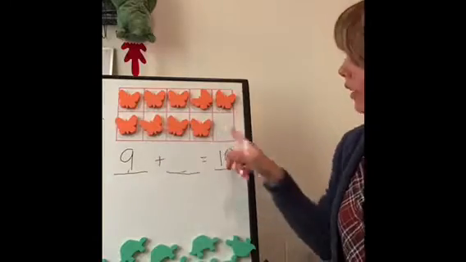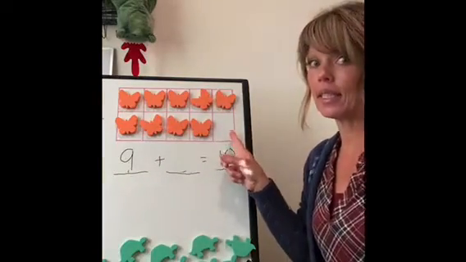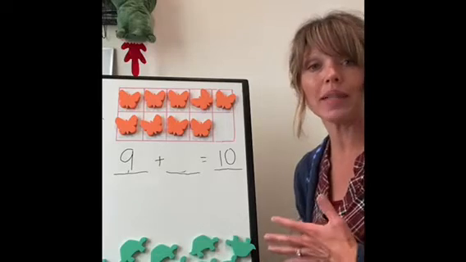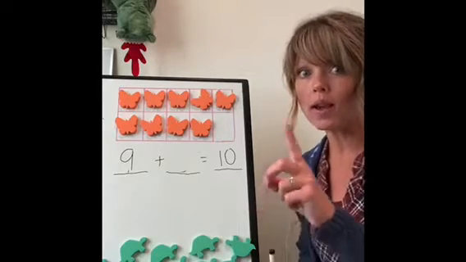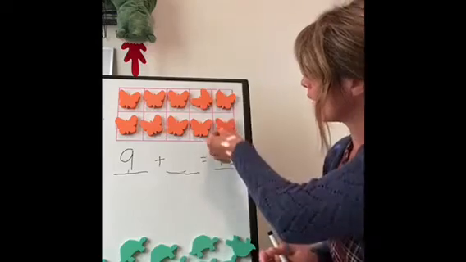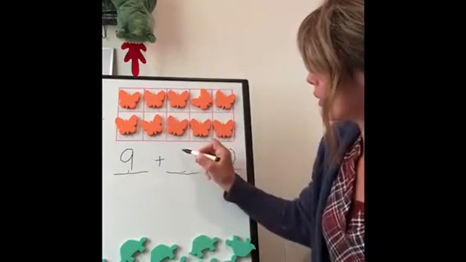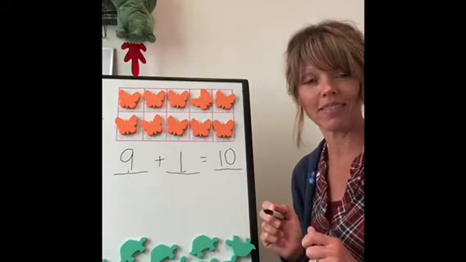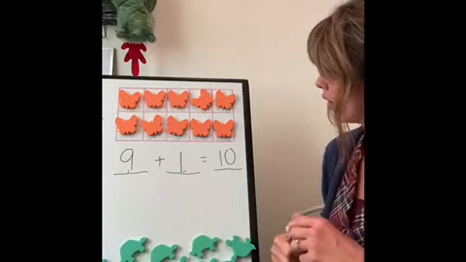So if I have 9 and I look at my 10 frame, I can see that I have 1 more spot open to fit a butterfly. So that means that I need 1 more to make 10. 9 plus 1 equals 10. Good work.